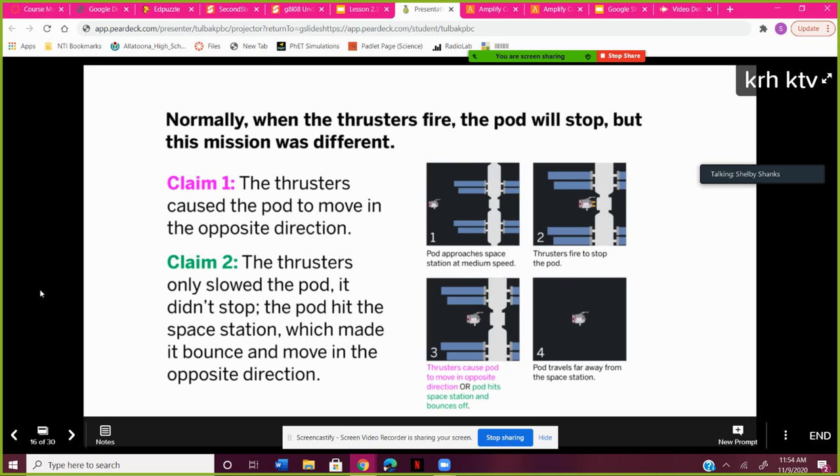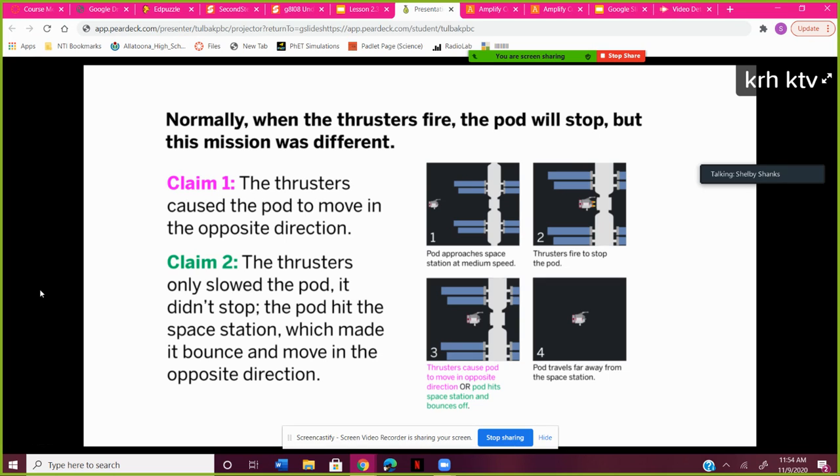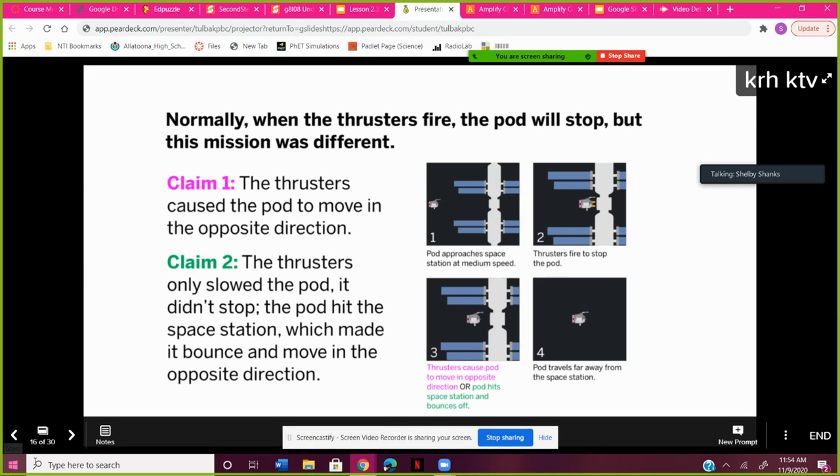All right, so this was claim 1 and claim 2. You guys have seen this screen quite a bit. Claim 1 said the thrusters caused the pod to move in the opposite direction. Claim 2, the thrusters slowed the pod. It hit the space station and made it bounce in the opposite direction.